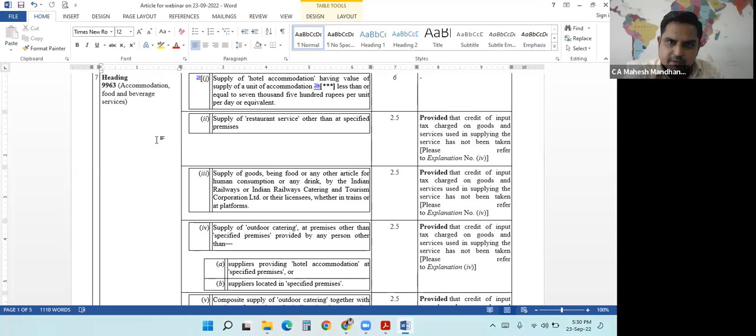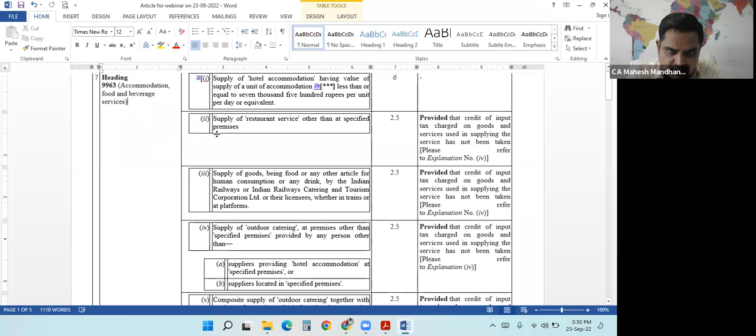So as far as hotel accommodation service is concerned, if the room rent, the declared tariff, is less than 7,500 per day, then the tax rate is 12%. And in another case, if the room rent, the declared tariff, is more than 7,500 per day, the tax rate will be 9%, that is 18%.